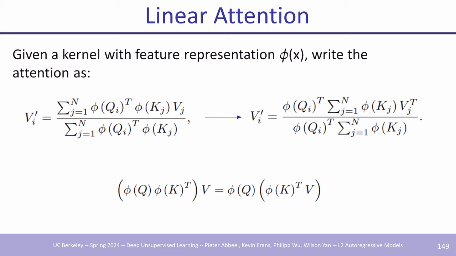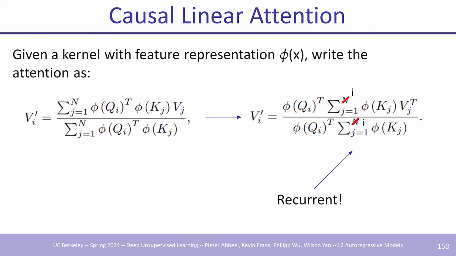And now it's all purely linear. There's no nonlinearity in here anymore. It's just dot products and matrix multiplications. Because of that, you can reorder some terms, like on the right. You can bring the Q out, and then compute the K V transpose there. That removes some of the quadratic terms.